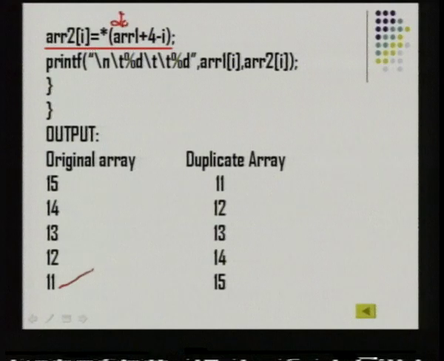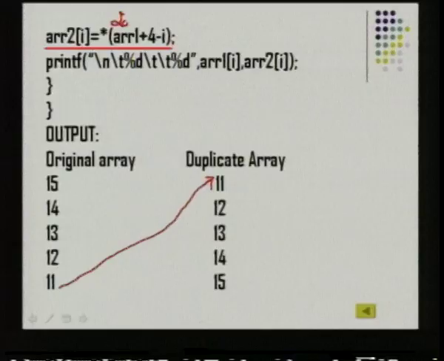I want the elements to be arranged in the reverse order. That means the first element of my duplicate array should be the last element of my first array. Now, this is how it goes in the output. 11 comes over here. How am I able to access it? By using this pointer. I am adding to the address up to the maximum and decrementing the previous value. So, during the first iteration the value of i is 0. So, the address where the first element of the array is stored, plus 4, means it goes to the last element, the last address, minus 0.